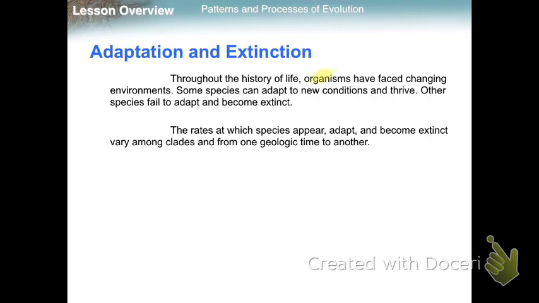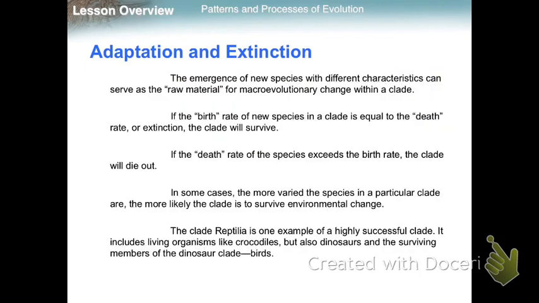Throughout history, organisms have faced changing environments, and through the process of natural selection, if there's variety, we can have adaptations where new individuals that are best suited to their environment can thrive. They can adapt to new conditions and they can thrive. Other individuals of a species fail to adapt and their gene pools die out in a particular species, or the entire species becomes extinct. Those rates vary among clades and from one geologic time to another as well.